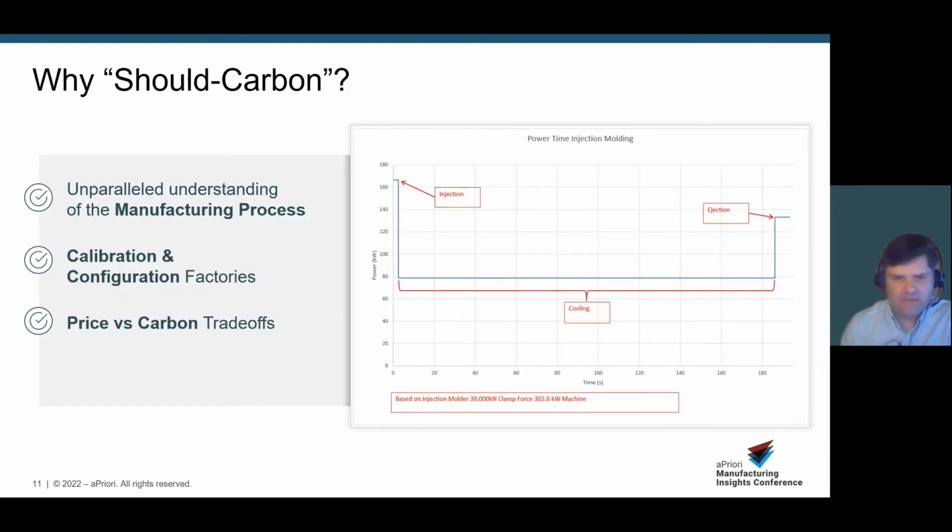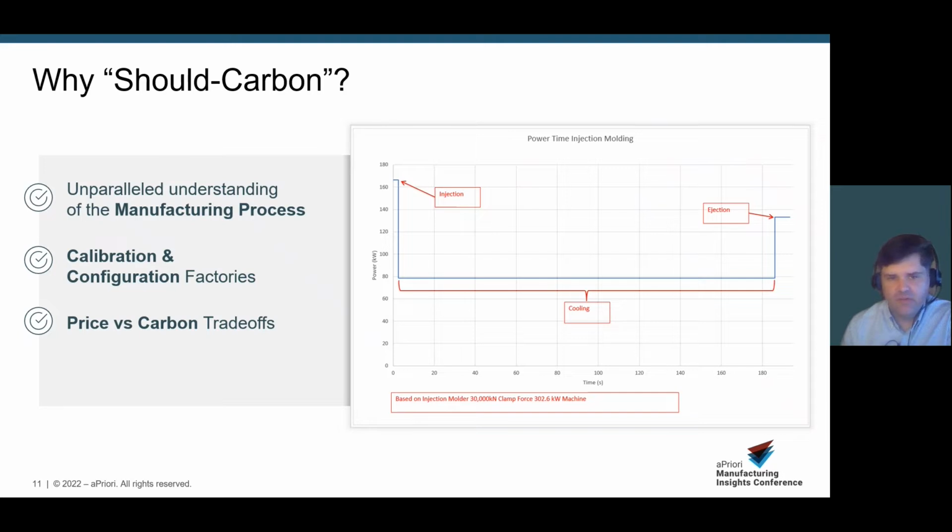And what really makes us unique is this bottom-up approach when it comes to carbon analysis. You can see here on the right, we've got the power time for injection molding. We know how much time the injection process uses and how much energy is used, followed by the cooling time and then the injection time. So we have a really granular understanding of the energy that goes into making an individual part. This really feeds into our unparalleled understanding of the manufacturing process, something we've been doing for the past 20 years.